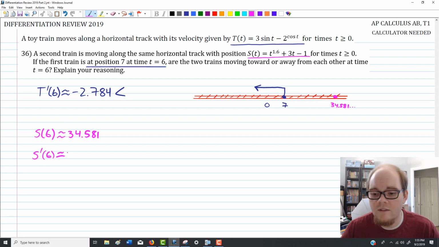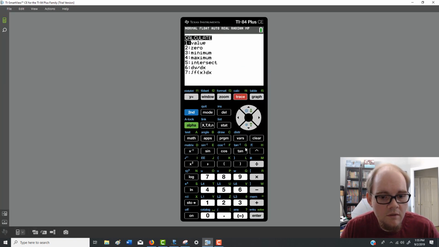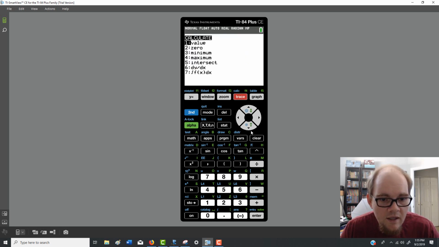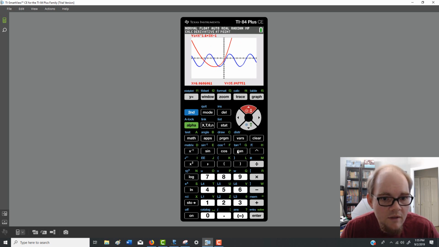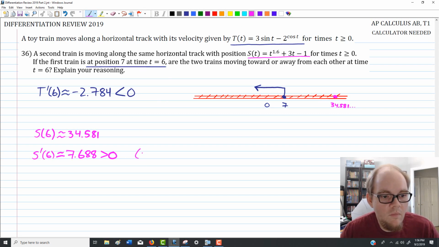Easy enough. We'll just calculate its derivative at 6 on the calculator. So in here, we'll go second calc, 6, and we'll see what's happening at 6. Oh, I'm on the wrong graph. Notice it's easy to do that. Second calc, 6. I need to make sure I'm on the red graph. There it is. It tells me dy/dx is 7.688. Since that value is positive, that tells me that the second train is moving to the right, and that combines very quickly to say that these two trains are moving away from each other.